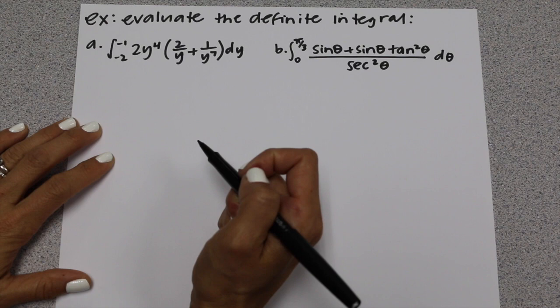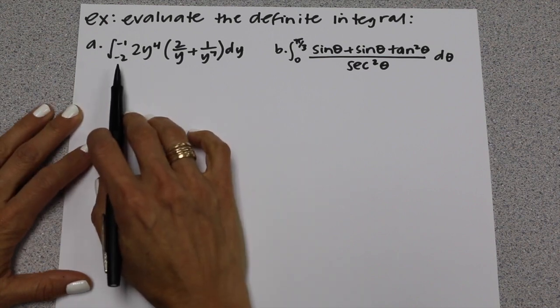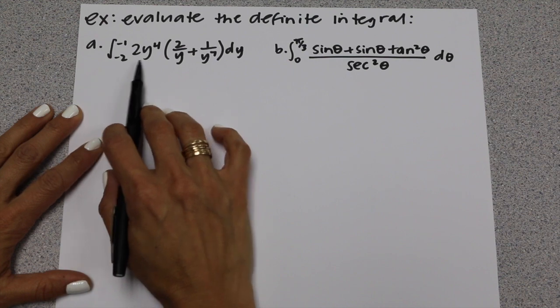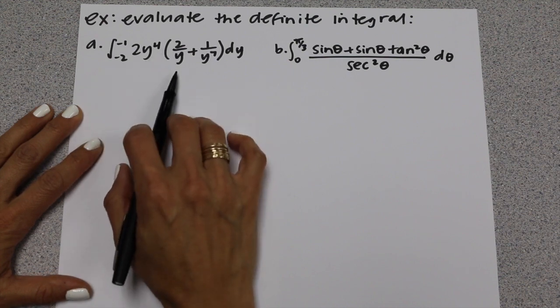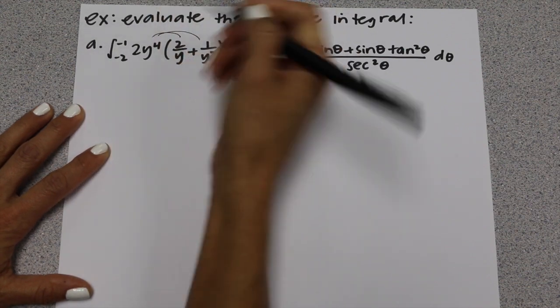Okay, next I want to look at definite integrals for our 2 last problems. Here you have the integral from negative 2 to negative 1 of 2y to the 4th times the quantity 2 over y plus 1 over y to the 7th dy. So to get this ready to integrate, we're going to distribute.